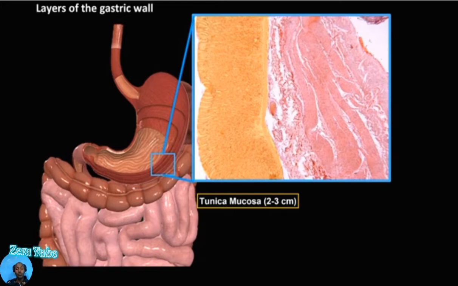It takes about 3 cm of thickness. The tunica mucosa is mainly formed from different types of layers. The tunica mucosa forms a gastric fold.